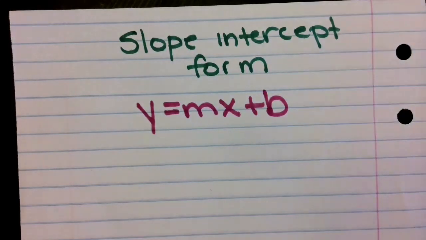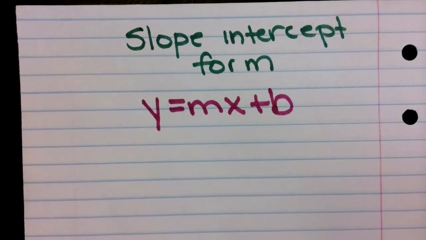In this video, we are going to be able to write and look at linear equations and decide what each variable means in those situations. First, we just have to remember what the slope-intercept form of a linear equation is. Y equals mx plus b.